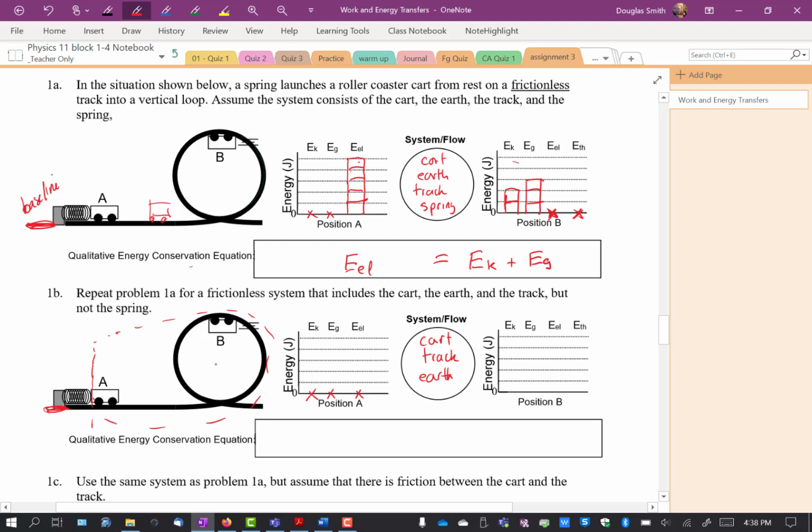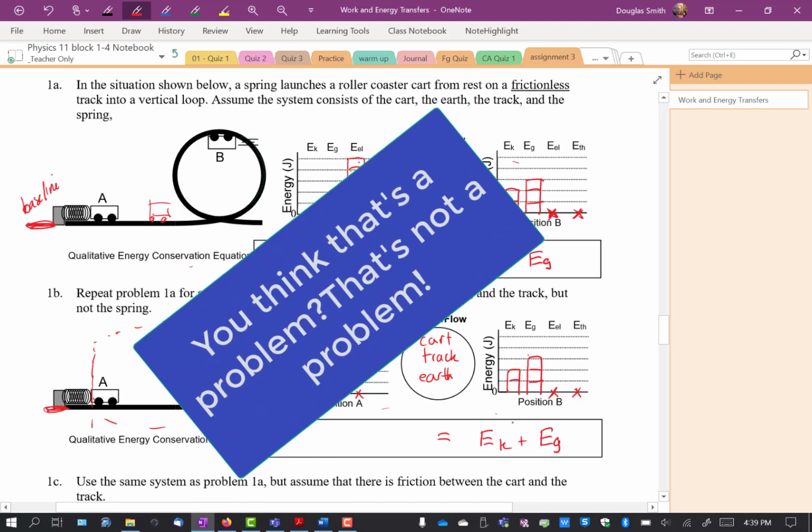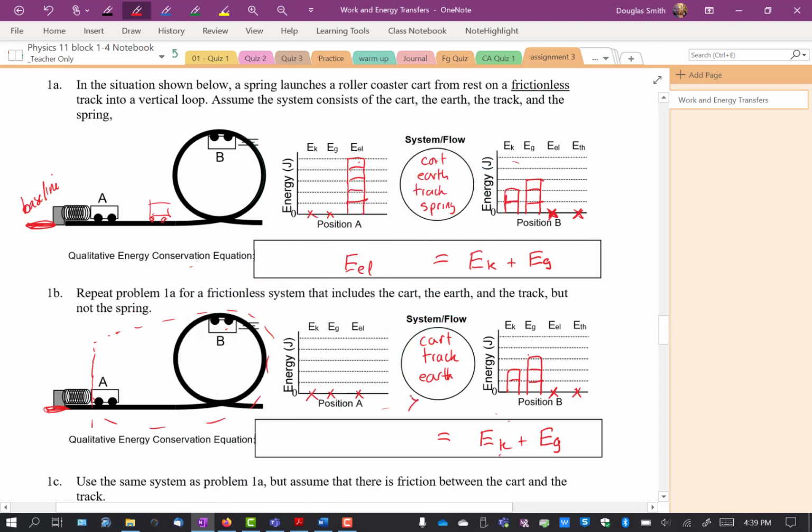However, when the cart gets to the top here, there's still no elastic, there's still no thermal, and we already know that when it's at this position, there's some EK and some EG. So on this side of the equation, we have EK plus EG. Of course, now we know that the total energy on both sides has to be equal. So where did all this energy come from? It came from work. A bunch of work was put into the system. So there's our new conservation equation. Work equals EK plus EG.